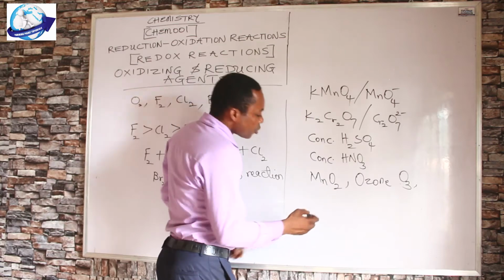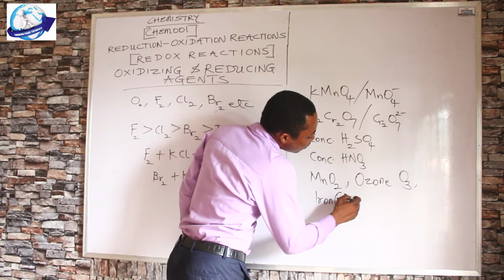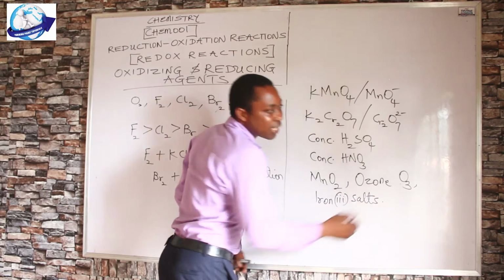We also have iron(III) salts. All iron(III) salts are examples of oxidizing agents. These are examples of oxidizing agents.